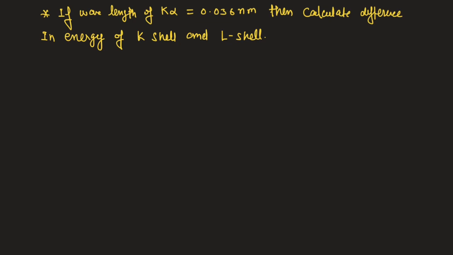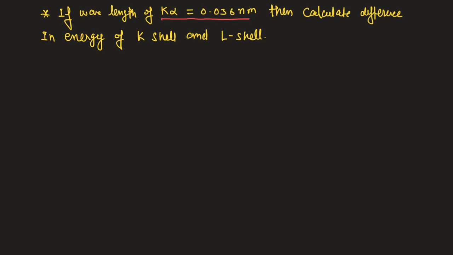Now let's solve one numerical based on that. In this numerical, it's given that the wavelength of a K alpha line is 0.036 nanometer, then calculate the difference in energy of the K shell and L shell. So basically it's a jump from L shell to K shell. That's what K alpha is. K alpha means the electron is jumping from L shell to K shell.